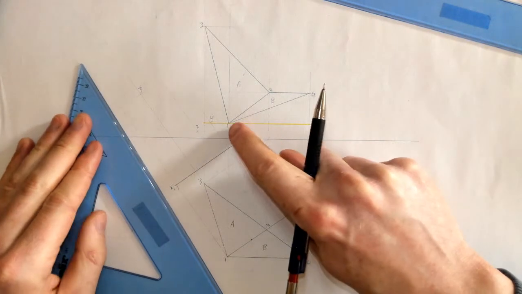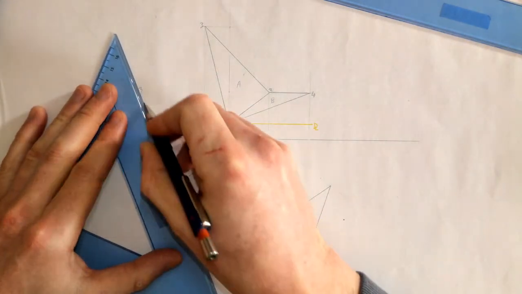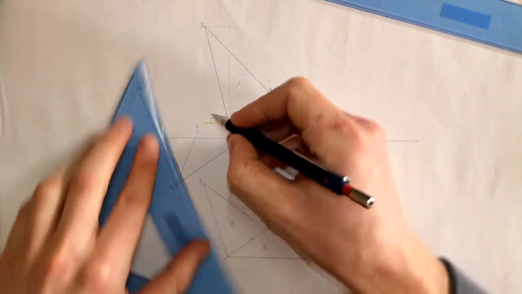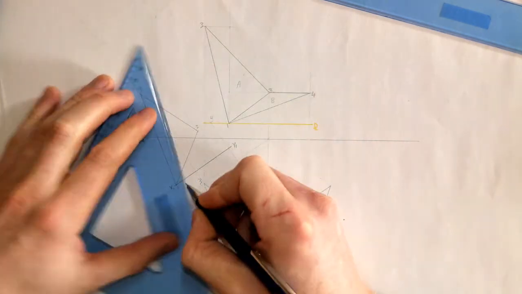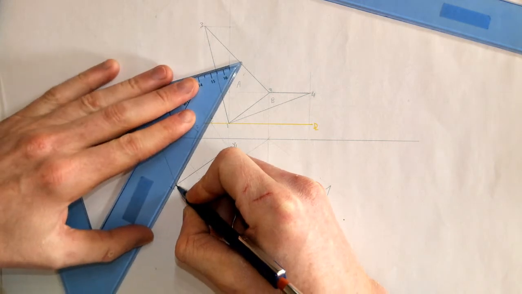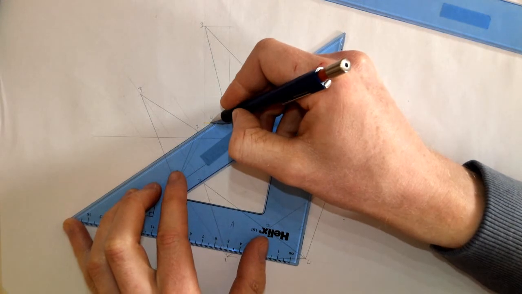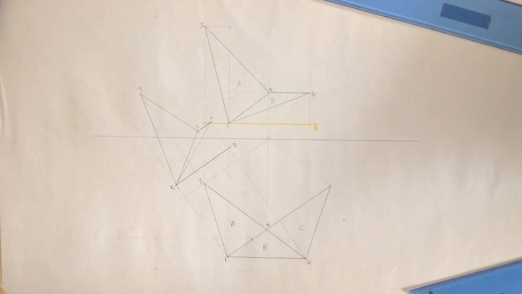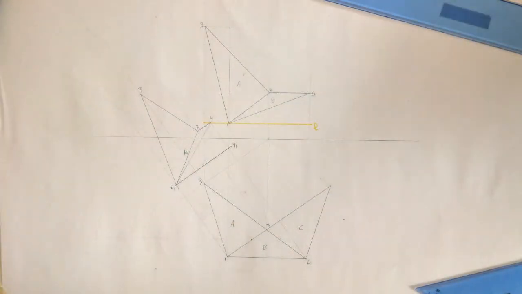x1, y1. Now surface A then is 1, 2, 3. I will join those. And surface B is 1, 2, 4. And what I have now done is found the true length of my line of intersection, line 1, 2. So there's my true length.